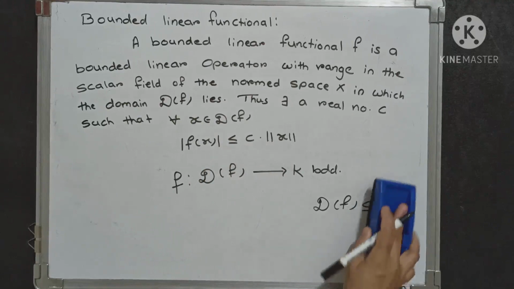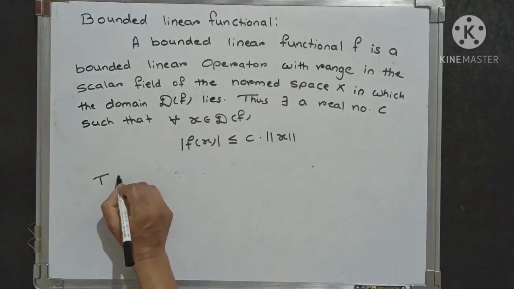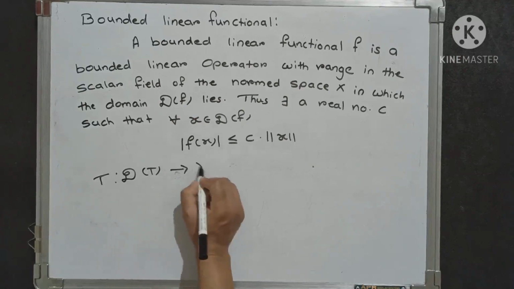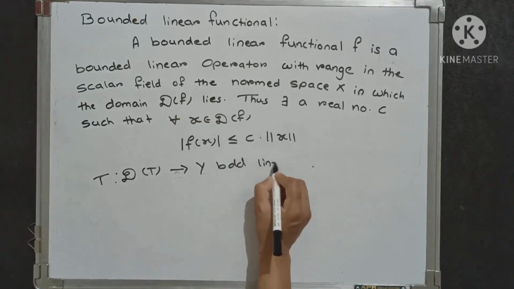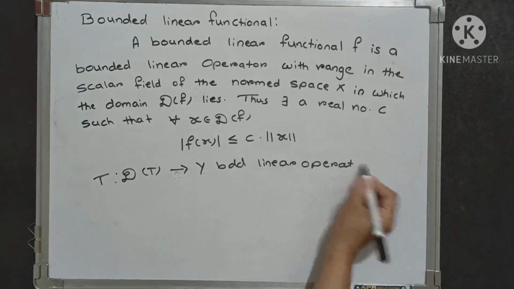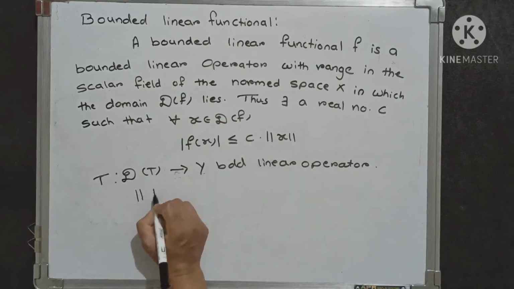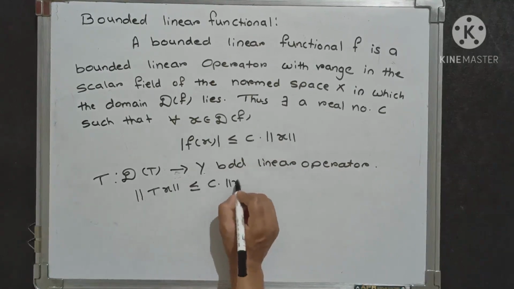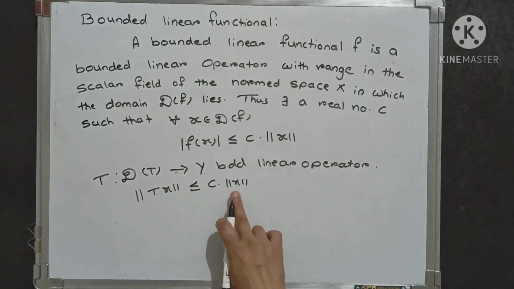Now for the bounded linear operator, if T is the mapping from script D of T to Y, we say that it is a bounded linear operator. For the bounded linear operator, the condition for boundedness is that norm of Tx is less than or equal to c times norm of x. This is the condition for the bounded linear operator.